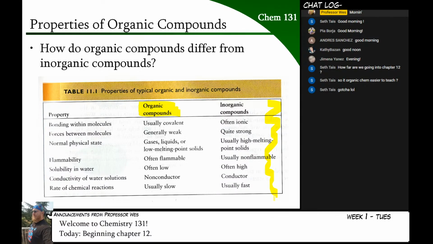Virtually, the opposite is true for an inorganic compound when you compare it to an organic compound. Organic compounds are almost always covalent. They have very weak intermolecular forces compared to actual bonds like inorganic compounds. At room temperature they are usually gaseous or liquid. There are some solids out there, and we'll talk about that a lot. Organic compounds are really flammable because they react with oxygen easily, and they're insoluble in water.